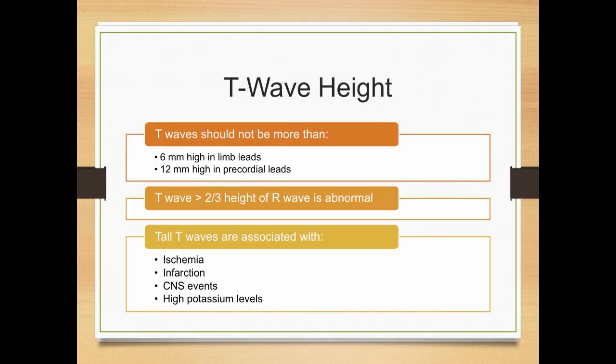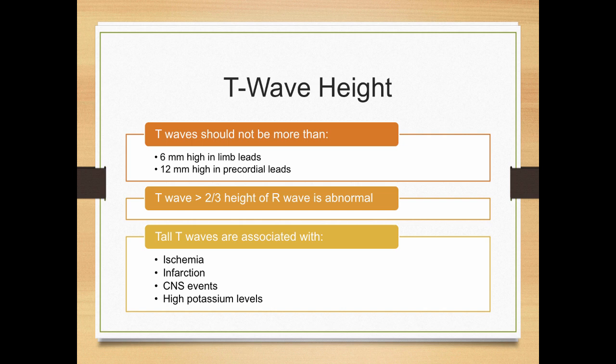In terms of amplitude, we've got a couple criteria for our T waves. In the limb leads, no more than 6 millimeters high. In our precordial leads, no more than 12 millimeters high. But what we're really paying attention to is the T wave in respect to its QRS complex. So it shouldn't be more than 2/3 the height of the R wave with which it's associated. So you might have a really tall T wave, but do you have a really tall QRS complex? If you have a really tall QRS complex, you need a really tall T wave to repolarize that depolarization, right? We're seeing the same thing just in reverse.